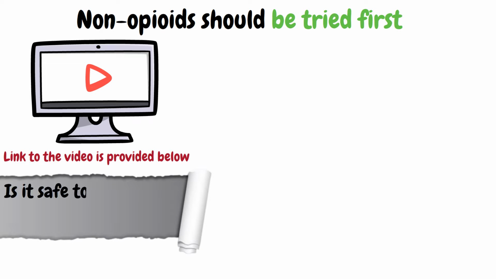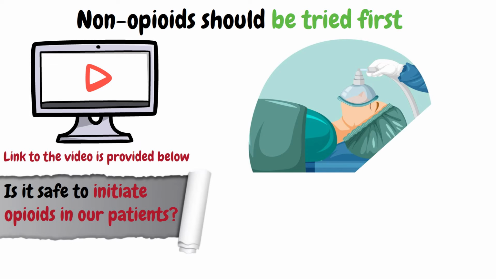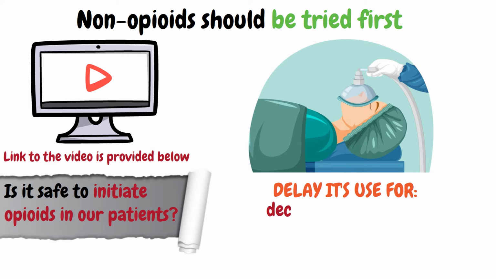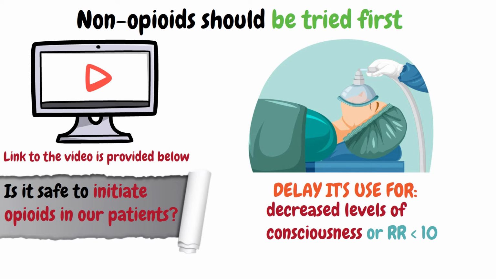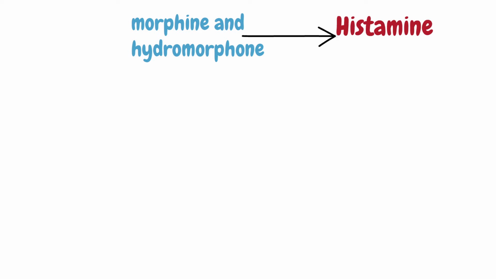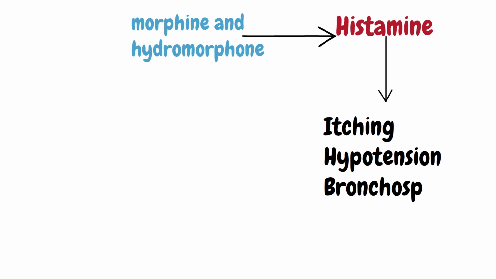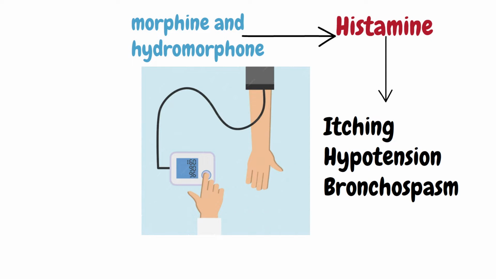Second, is it safe to initiate opioids in our patients or not? All opioids can cause respiratory depression, so please delay using opioids on those with decreased level of consciousness or respiratory rate less than 10. Also, some opioids, particularly morphine and hydromorphone, induce histamine release, causing itching, hypotension, and bronchospasm. Hypotension particularly can be profound with some opioids. It's better to delay administering opioids until blood pressure is more stable.